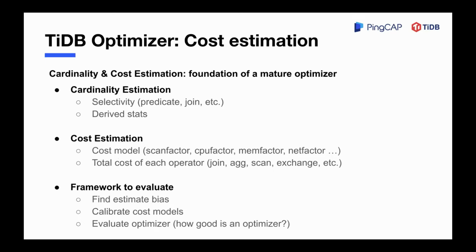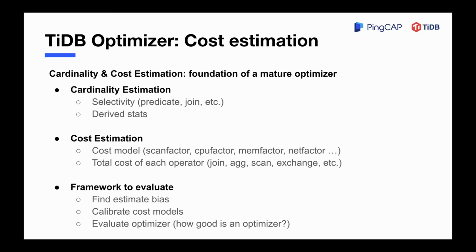That means we need to find out how selective a certain predicate is. For example, this table has 1 million rows, and after this predicate, we need to find out how many rows survive. That's the selectivity estimation. That part is very critical to the optimizer. And then we have the derived stats. Derived stats means that after each operator, for example after the join or after the filtering, your stats need to be updated too. That's another part.